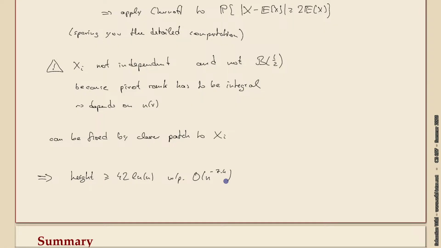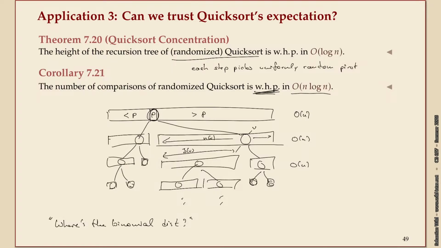There's actually even stronger statements about quicksort known. But standard Chernoff bound is enough to show our with high probability in big O. And remember, that means the constant in front of the log n can depend on the exponent for the probability that you want.